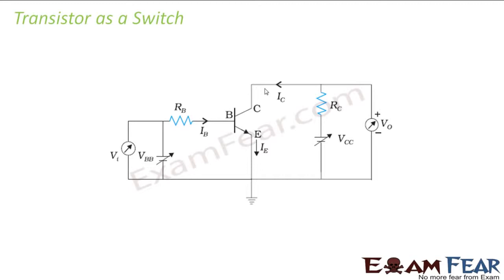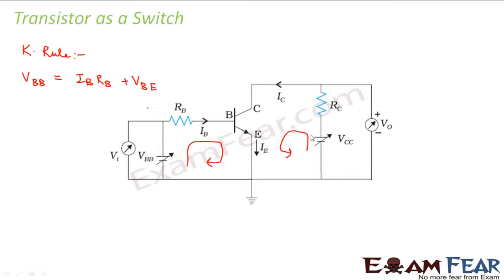Forget about the switch as of now. This is just a transistor in common emitter configuration, where the biasing provided here, that is VBB and VCC, are variable voltages. You can change them. So we apply Kirchhoff's rule first to this circuit and then to this circuit. What do we get? In this closed loop, we get VBB is equal to IBRB plus VBE. Similarly, in the second loop, we get VCC is equal to VCE plus ICRC.